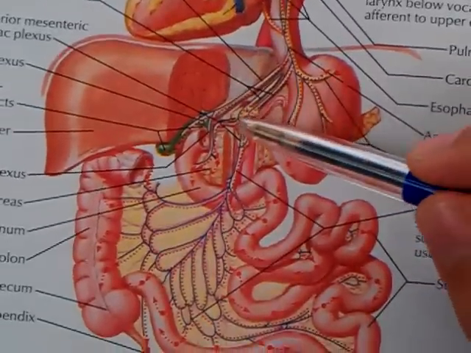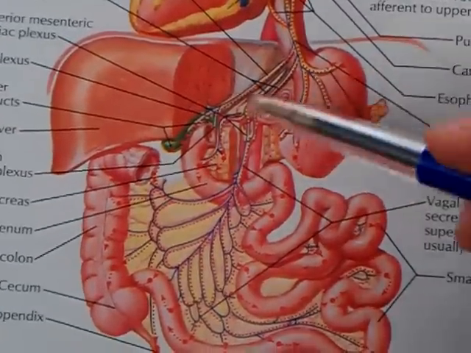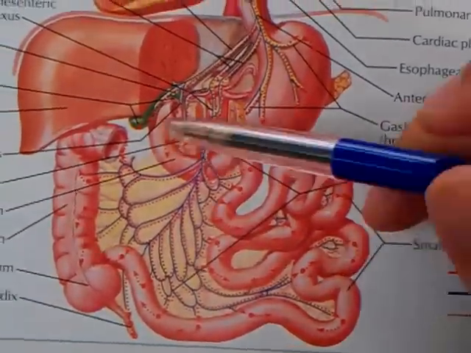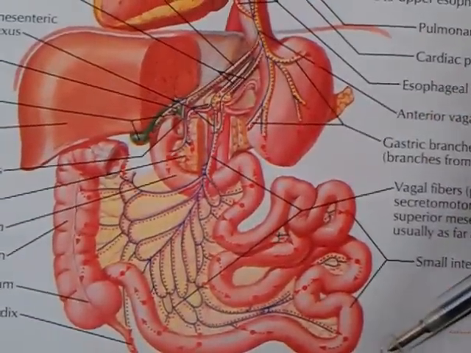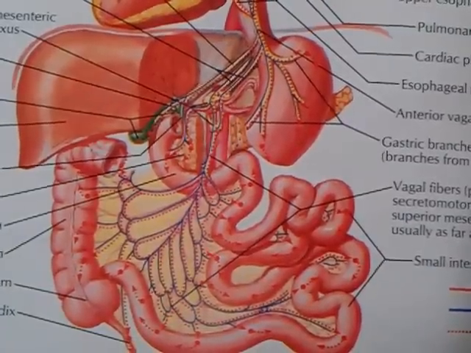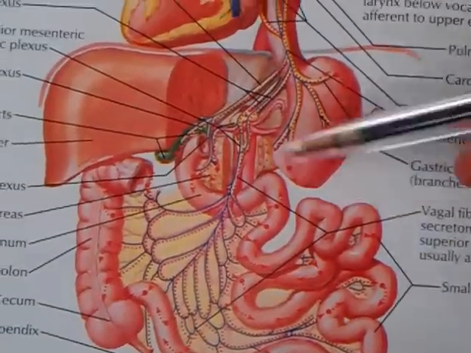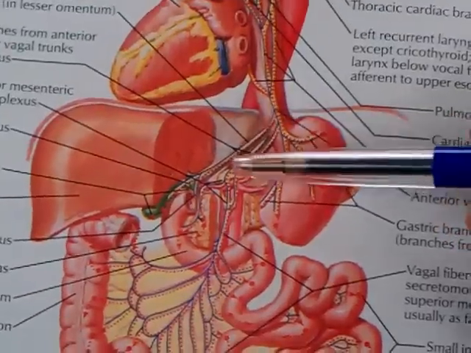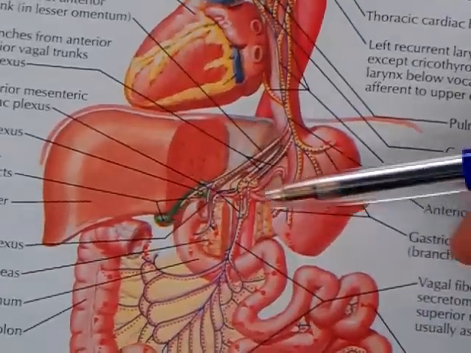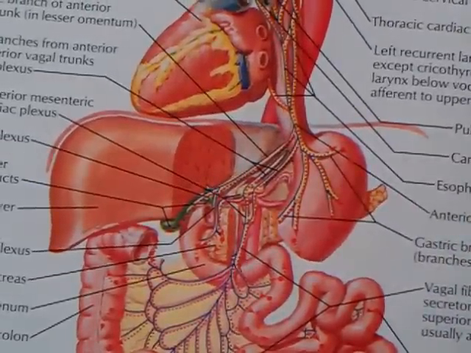And the celiac branch continues into the vagal fibers that go to one half of the intestines. And then we also have a gonadal branch that accompanies the testicular and ovarian arteries down to the testes and ovaries.